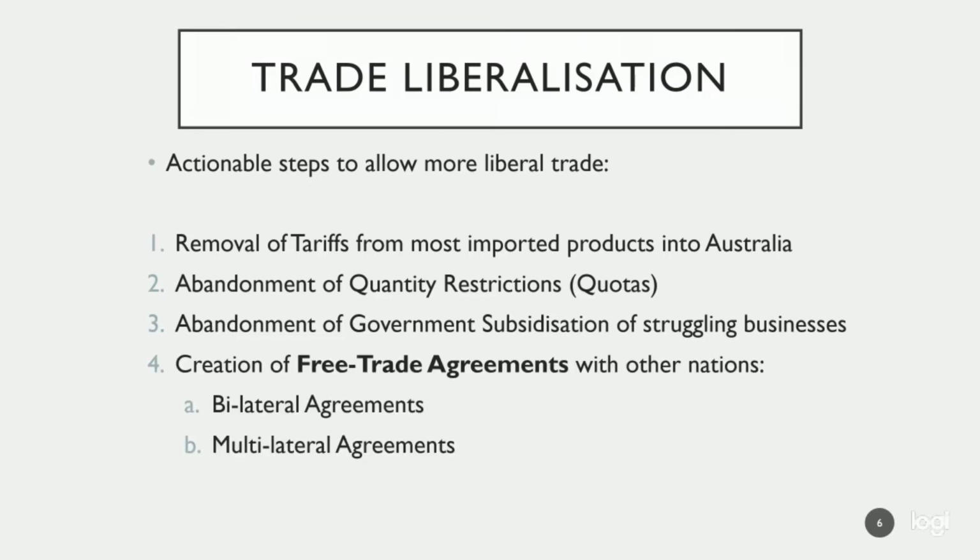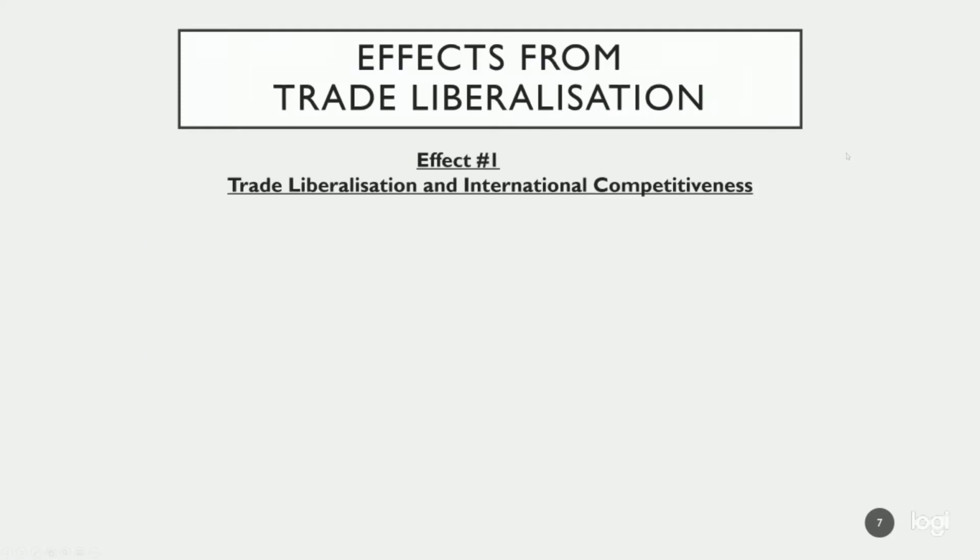The government can also create free trade agreements with other nations, and these agreements can be bilateral, meaning that it's exclusively between 2 countries, or it could be multilateral, which means that multiple countries are involved. And so the purpose of free trade agreements is that multiple countries can reduce the barriers to imports and exports amongst each other, making goods and services or even resources a lot cheaper to access. So let's look at how trade liberalization is going to affect the following three things.